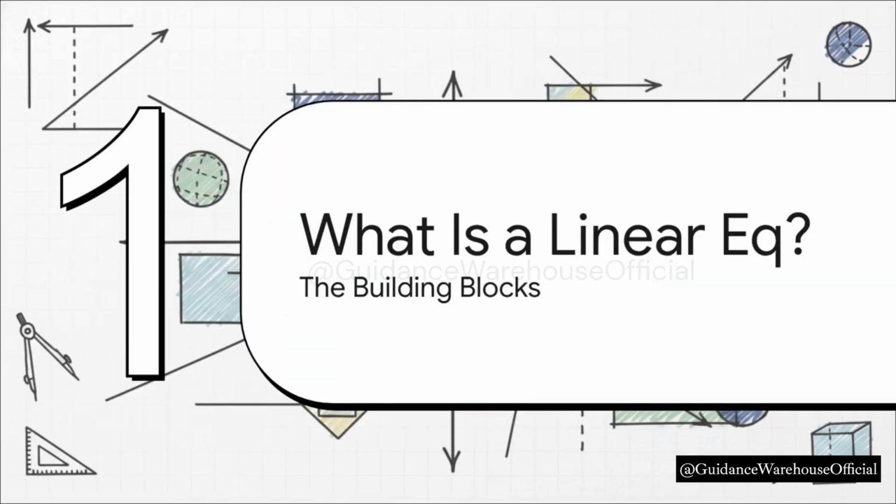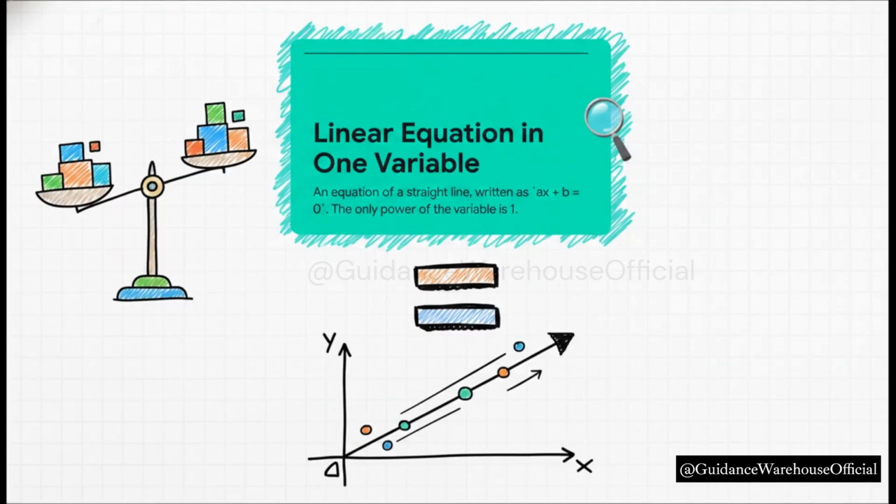First things first, what is a linear equation really? Before we can start solving them or graphing them, we've got to understand their DNA. This part right here is the foundation for everything else we're going to do. Okay, so at its core, a linear equation in one variable is basically the blueprint for a straight line. The number one rule: the variable, our x, is never squared, never cubed. Its power is always just 1.